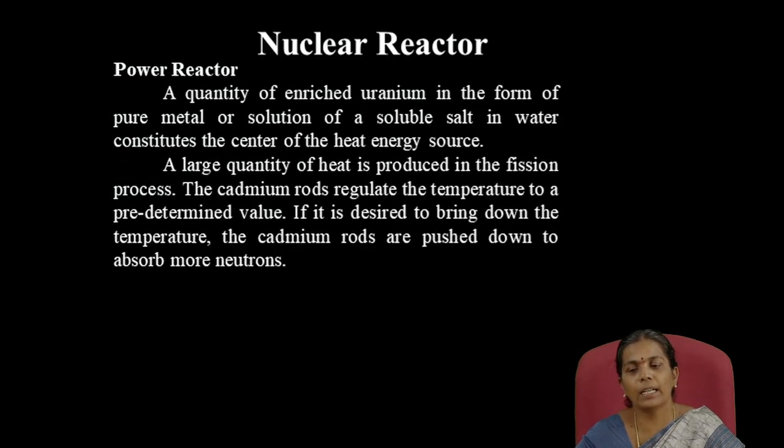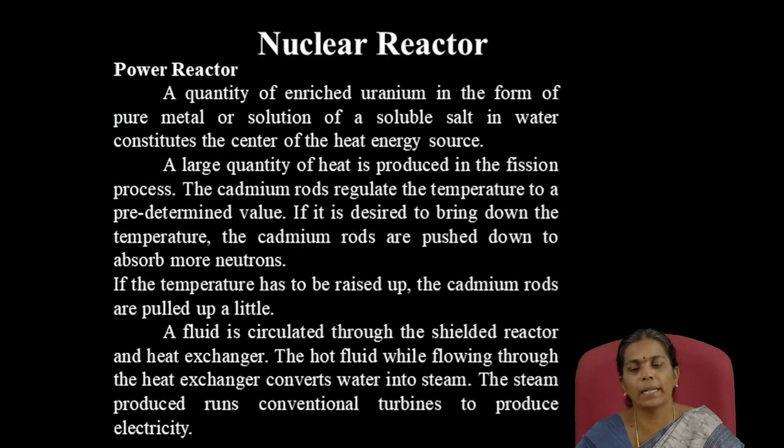A quantity of enriched uranium in the form of pure metal or a solution of a soluble salt in water constitutes the center of the heat energy source. That is, the uranium is used as the fuel and a large quantity of heat is produced in the fission process. The cadmium rods regulate the temperature to a predetermined value. If it is desired to bring down the temperature, the cadmium rods are pushed down into the reactor to absorb the neutrons. If the temperature has to be raised, then the cadmium rods are pulled up a little.